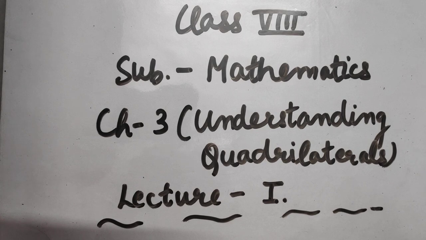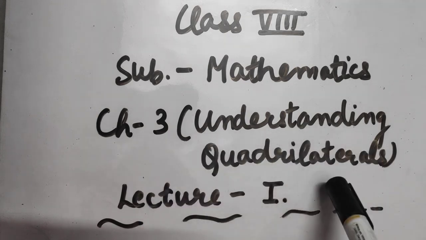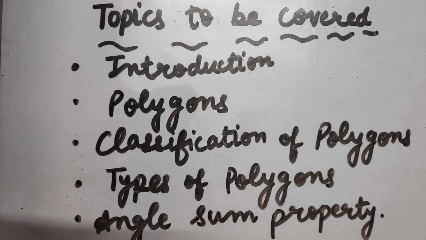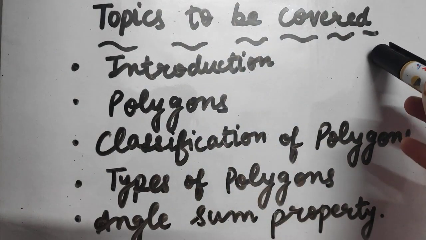properties of quadrilaterals, angle sum property of a quadrilateral, types of quadrilaterals, properties of parallelogram, properties of rhombus, properties of rectangle and square. So, these are all the subtopics which we are going to cover in this chapter number 3, understanding quadrilaterals. So let us talk about the topics which I am going to cover in this lecture number 1. So dear children, these are the topics which I am going to cover in this lecture number 1.